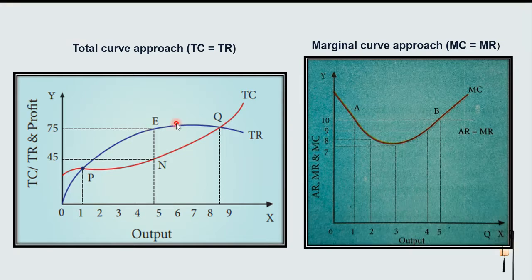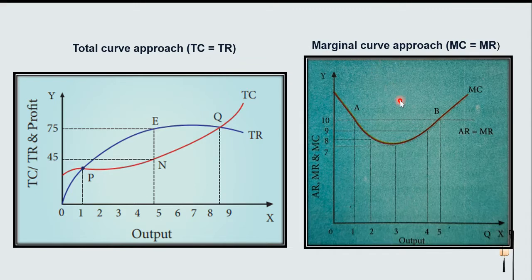So to calculate the profit or loss, economists resorted to the next method, which is called the marginal curve approach. In this diagram, where does the firm reach equilibrium? When quantity is 5. Here actually it should have been a little further. When the quantity is 5, the firm reaches its maximum profit. This is the total curve approach. Next is the marginal curve approach.